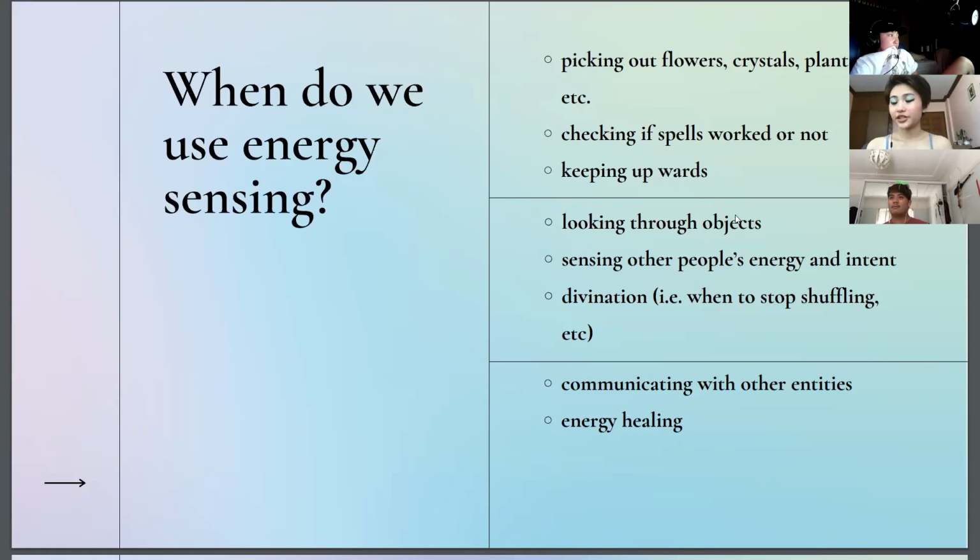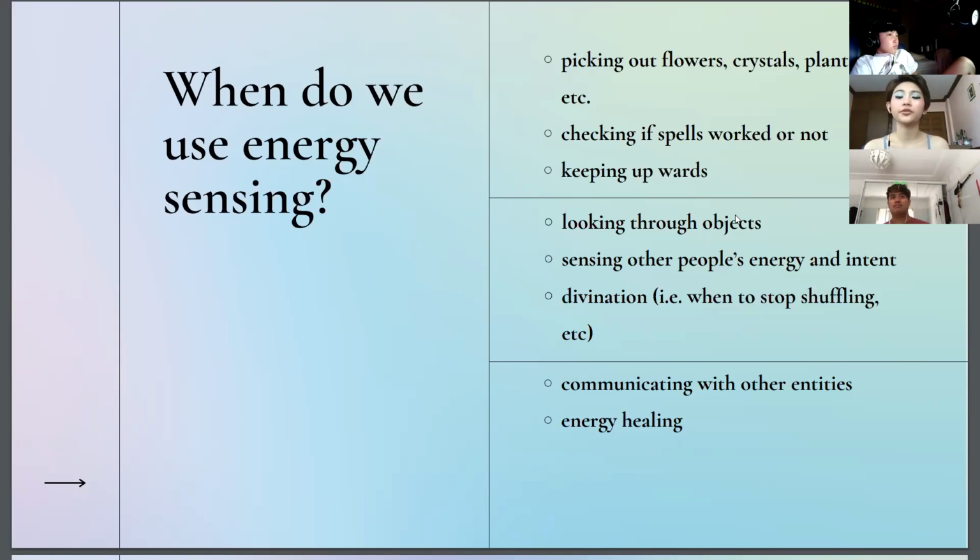Next is checking if spells worked or not. I touched on this a little bit a while ago, but when I teach how to energy sense, you'll be able to simply look at your spell and see if it worked or not. This is very important when you have wards up. My ward is in a tiny little dish. When I look at it, I can tell if it's working or not. So the next thing is keeping up wards. It's very important to use energy sensing to see if something or someone is messing with your wards or not.